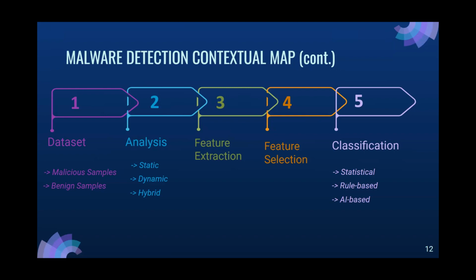Then you do the analysis. Analysis may be static, dynamic, or hybrid. Static means that you analyze the file without opening or running it; you take strings and anything that could appear without running it. Dynamic means that you run the file in a safe environment like virtual machines or sandboxes, and log its behavior. Hybrid is a combination of both.